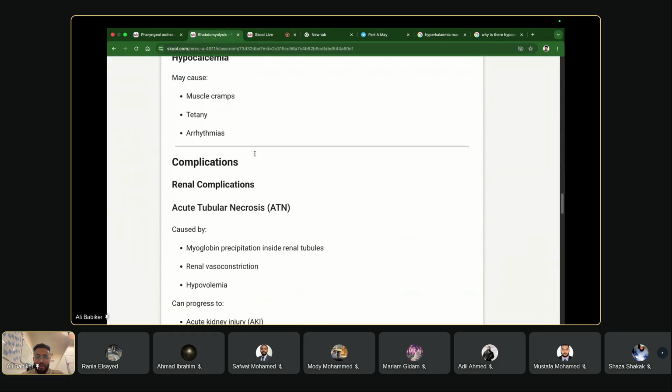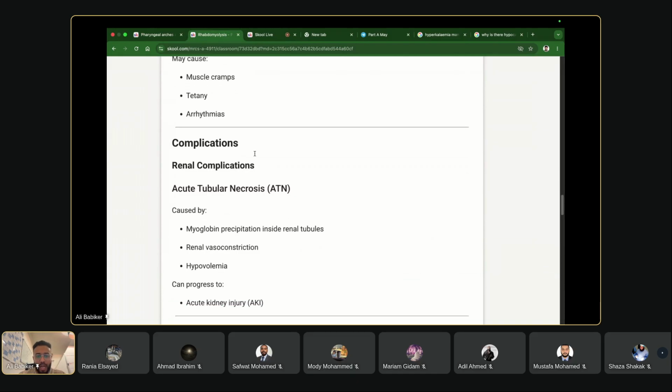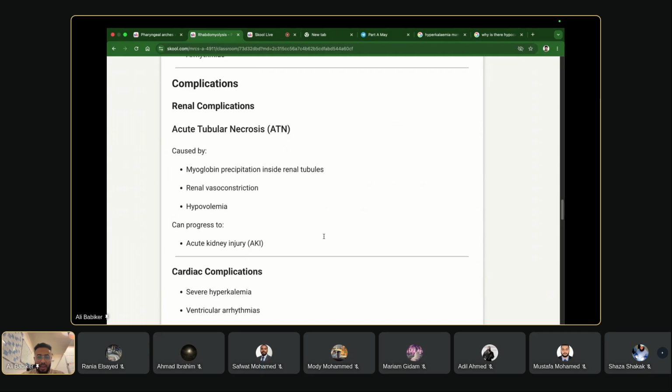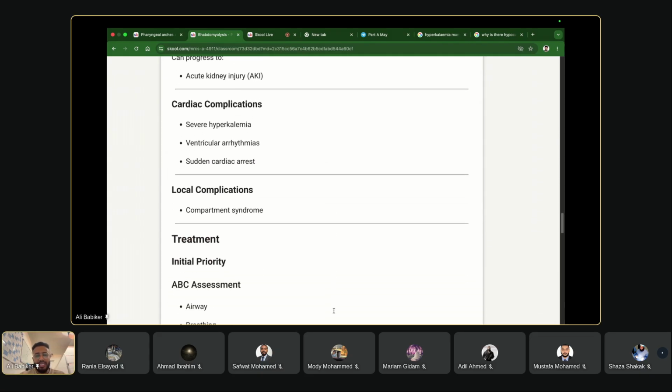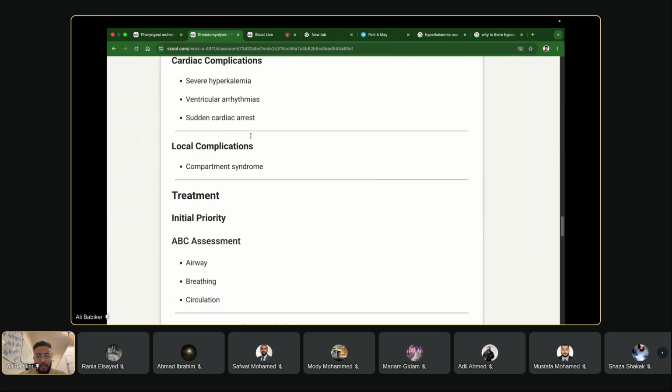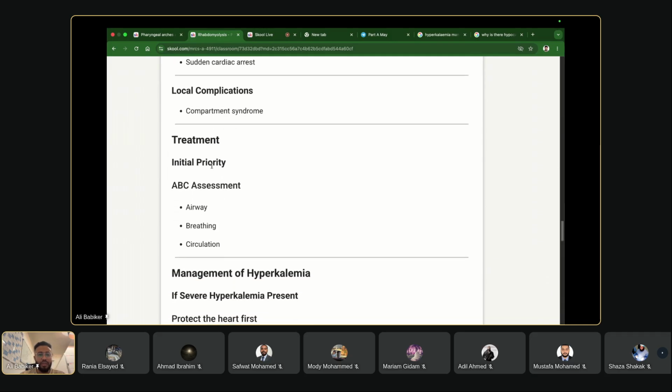All right, complications. Renal complication: acute tubular necrosis caused by myoglobin precipitated inside the renal tubules, renal vasoconstriction and hypovolemia, which can progress to acute kidney injury. Cardiac complication: severe hyperkalemia, ventricular arrhythmia, and sudden cardiac death. Local complication: compartment syndrome.